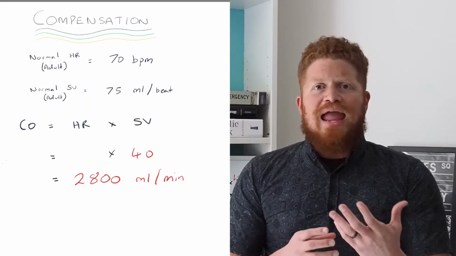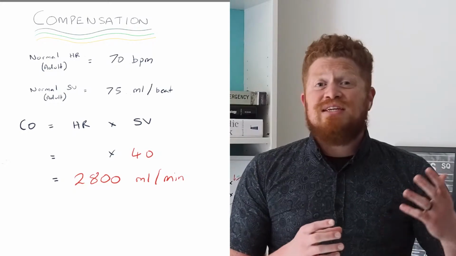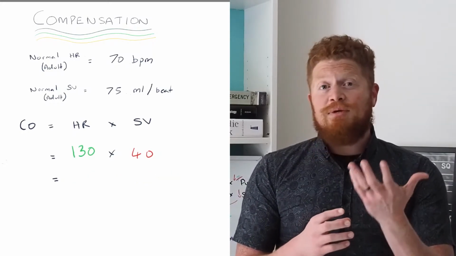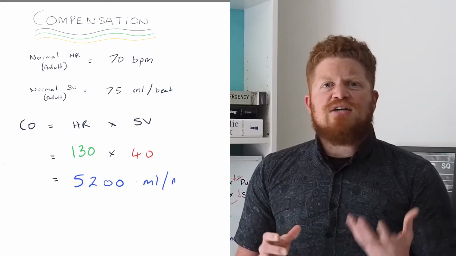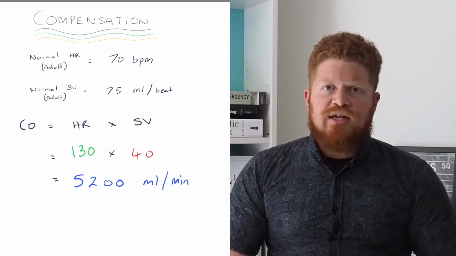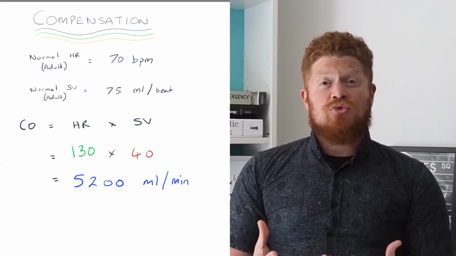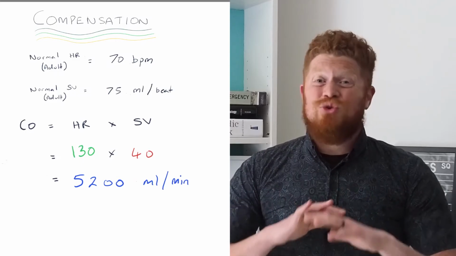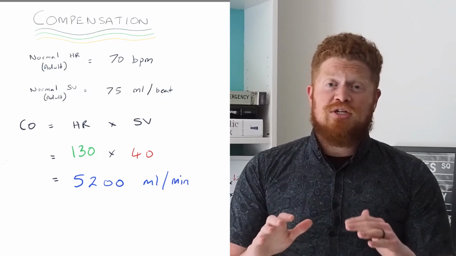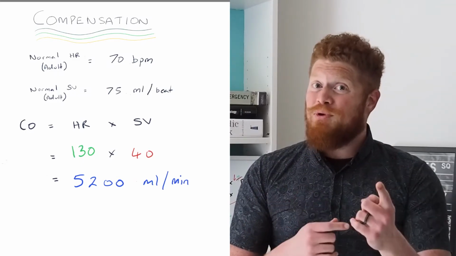Now, in order to get anywhere near my old cardiac output, I'd have to increase my heart rate to 130 beats per minute just to get to 5,200 mL per minute, which is close enough. That's a pretty significant increase in heart rate just to maintain normal cardiac output and normal blood pressure. And spoiler alert, there will be repercussions to this.